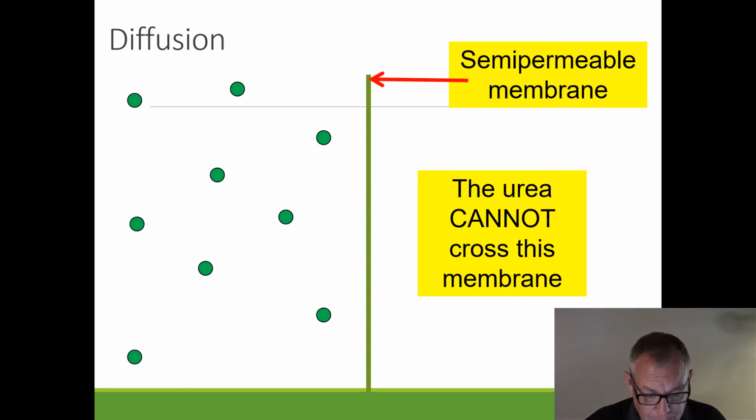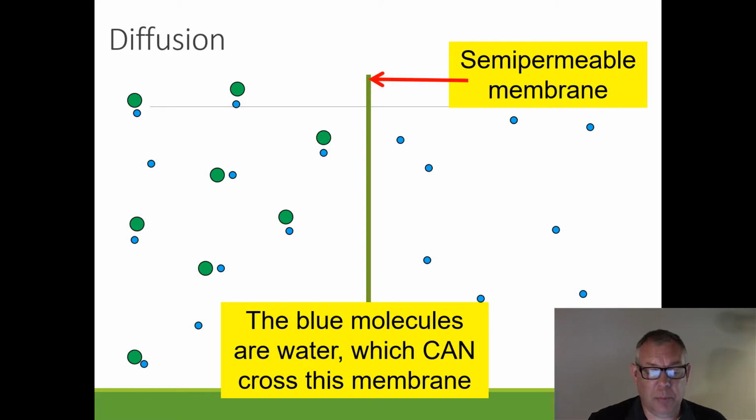And we saw this earlier. And again, there's all kinds of reasons why that molecule can't cross the membrane. It's too big, or it's got a charge, or whatever. But now we're going to add water to this example. And so the blue molecules that you see here, the smaller molecules, those represent water molecules. And remember, we said water can cross the membrane with little difficulty. And so it can diffuse from one side to the other.